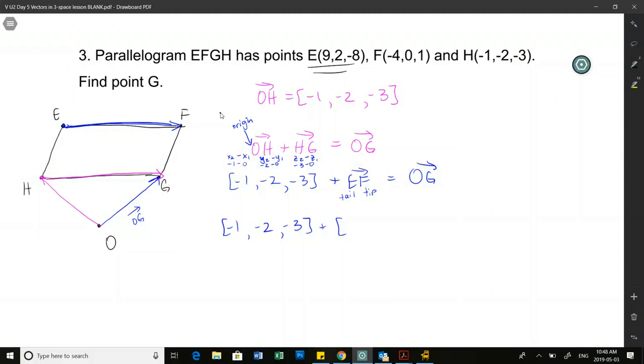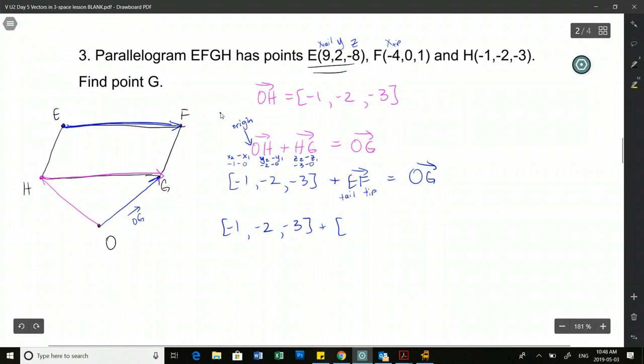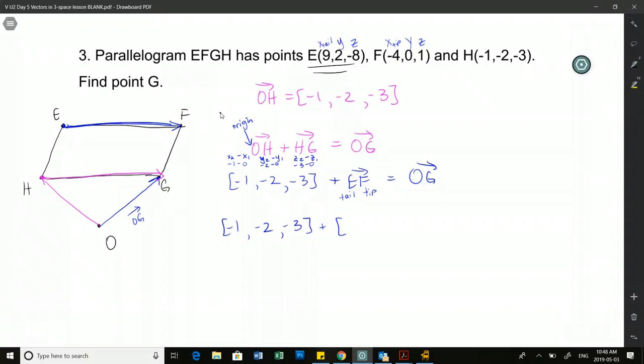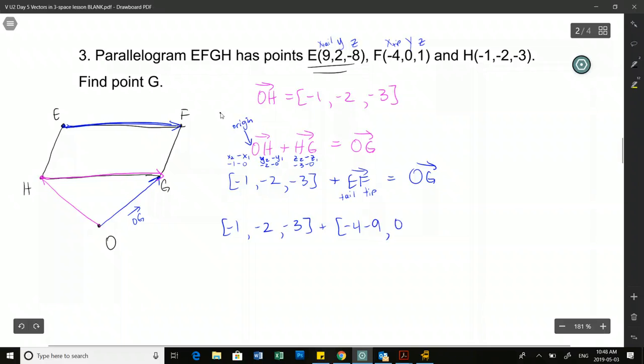Yes. So we're going to get, what's our E and F here? These are the X tail, Y tail, Z tail components, and this is the X tip, Y tip, and Z tip components. So I do the tip components minus the tail components. So I'm going to do -4 minus 9, 0 minus 2, and 1 minus -8. So it doesn't matter which one. What's that, Olivia? Order does matter. It's tip components minus tail components.